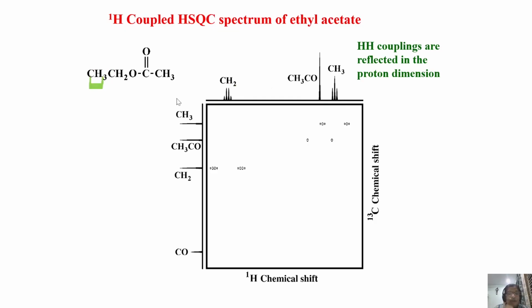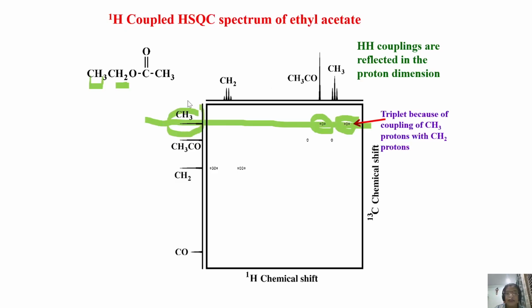Understand? But now each lane of this doublet is a triplet, 1-to-1 triplet, because of coupling with CH2 protons. That's what we observed in the previous example. So in a realistic example, you are able to see that. But in the carbon-13 dimension, you see only one peak, and that is the chemical shift of this carbon. All this information you can get in one simple experiment.